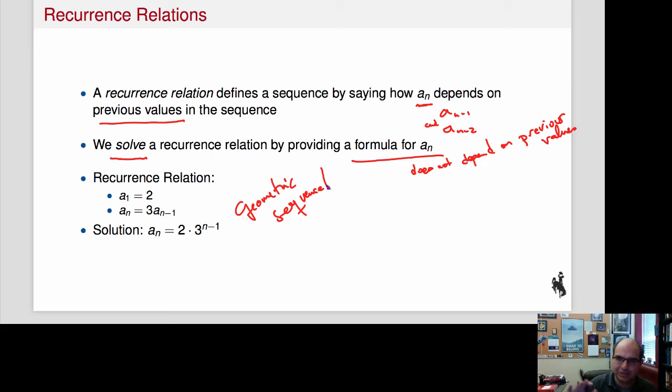Although, by the way, I should caution you that not all sequences are either arithmetic or geometric. In fact, most sequences are neither. But these are the ones that are nice and they're easy to solve, okay?